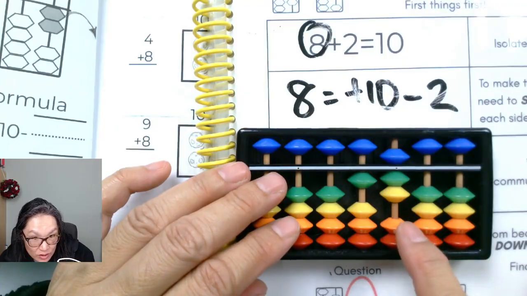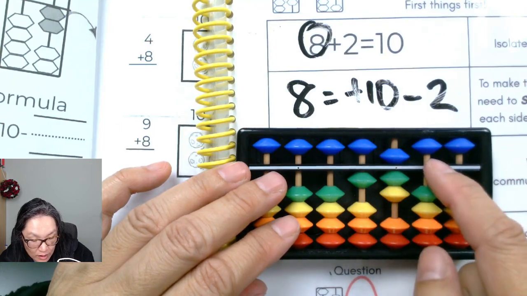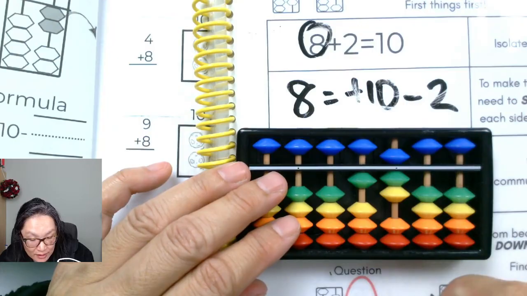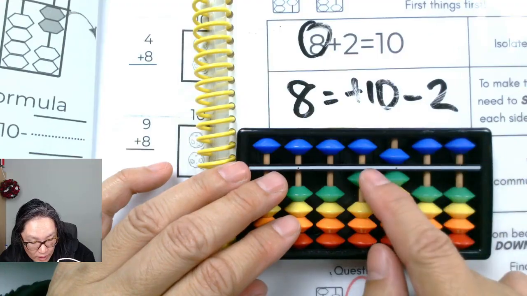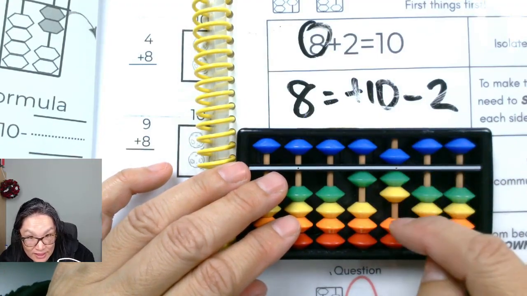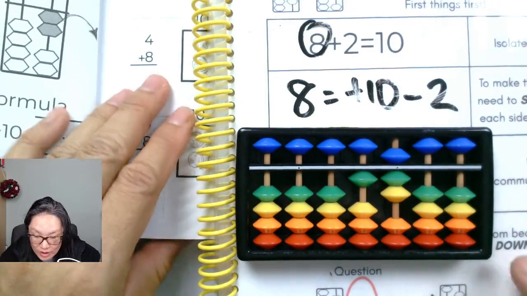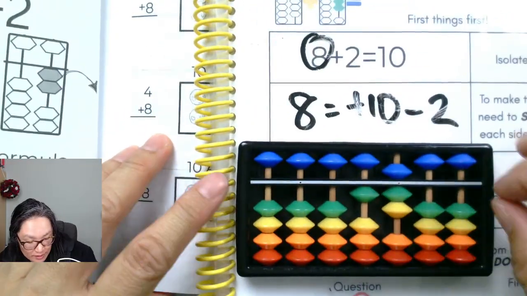When we take away the 2, remember we take away the 2, we move it away from the horizontal bar. Now we have 17. 1, and then 7. 1, 7. 5, 6, 7. So now we have 17. We can do it again, and I'll show you how versatile understanding this concept is.